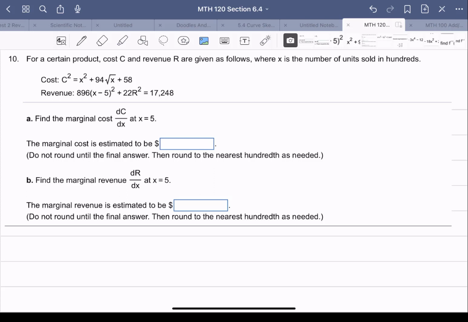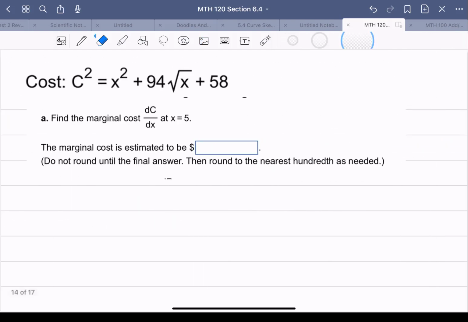17,248. The first thing we're asked to do is find the marginal cost, that is the derivative of C with respect to X at X equals 5. Now notice here that this function is not solved for C, so every time we take the derivative of a term with a C variable, we have to apply the chain rule and write in dC/dX.